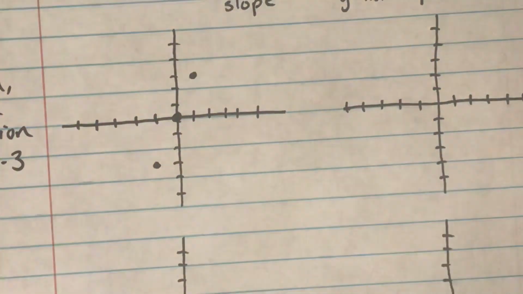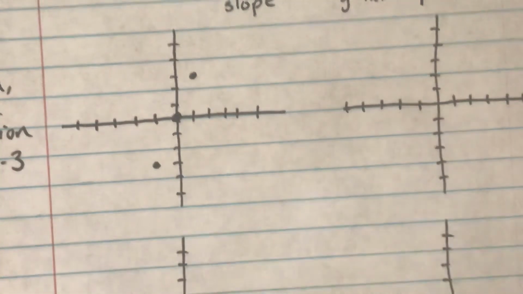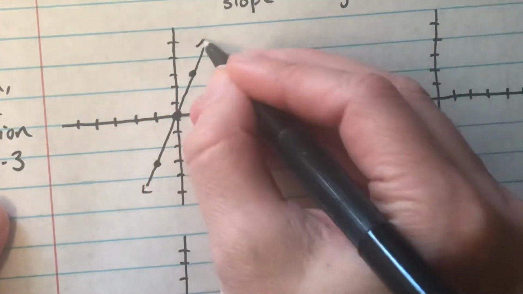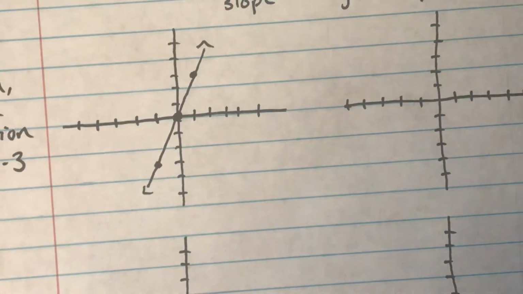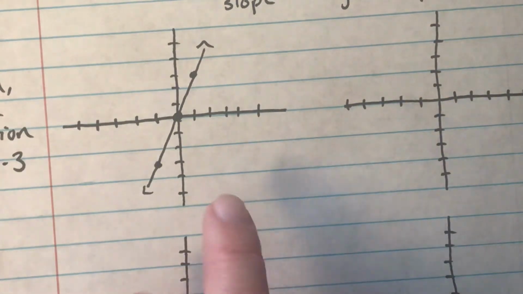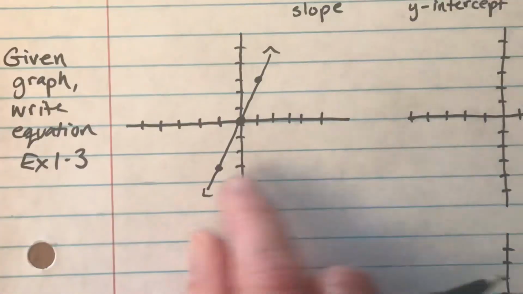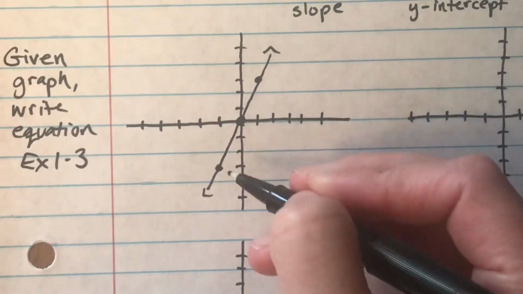And so those should be more or less, if you marked everything off correctly, in a straight line. And so we're going to draw a straight line through there, put arrows on the end of it because it keeps going on and on forever. And what we want to do is write the equation. We have the graph here, and so these are points. Remember, these are input and output points.